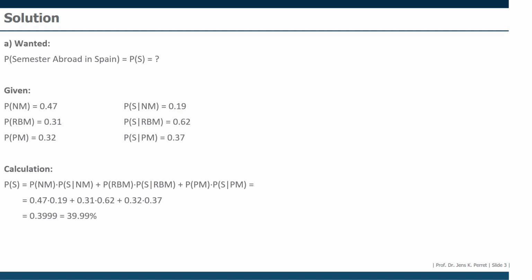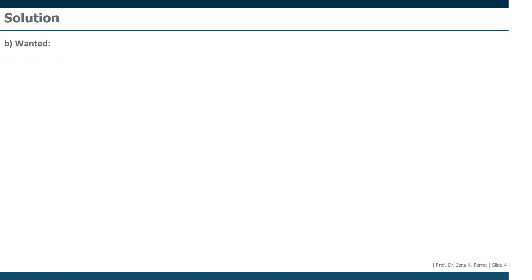Well, and that's also part 1 finished and done. And in part 2, we're now looking for a conditional probability again, but now with the conditions reversed. So now we're looking for what's the chance that someone studies RBM if he does the semester abroad in Spain. That's what we gather from you meet him at the partner university in Spain.